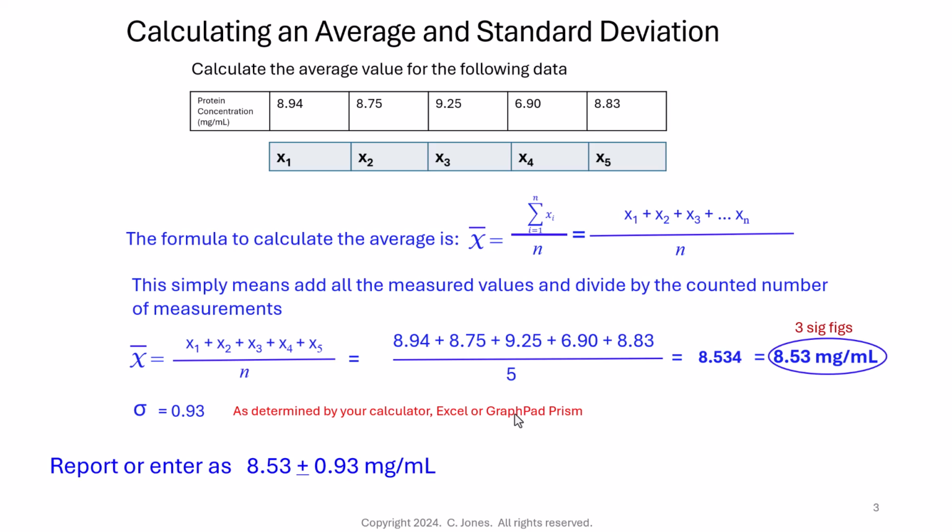Okay? Let's calculate then the percent coefficient of variance. It's going to be the standard deviation divided by the average times 100%, or 0.93 divided by 8.53 times 100%, so our percent CV is 10.9%. Okay? But if you noticed, I was a little worried about the 6.90. This looks to me like it's an outlier.